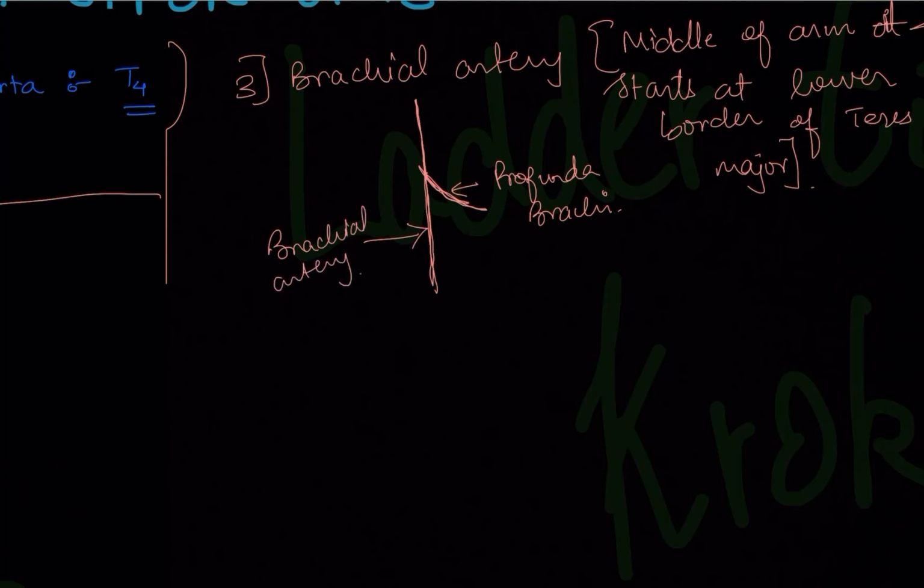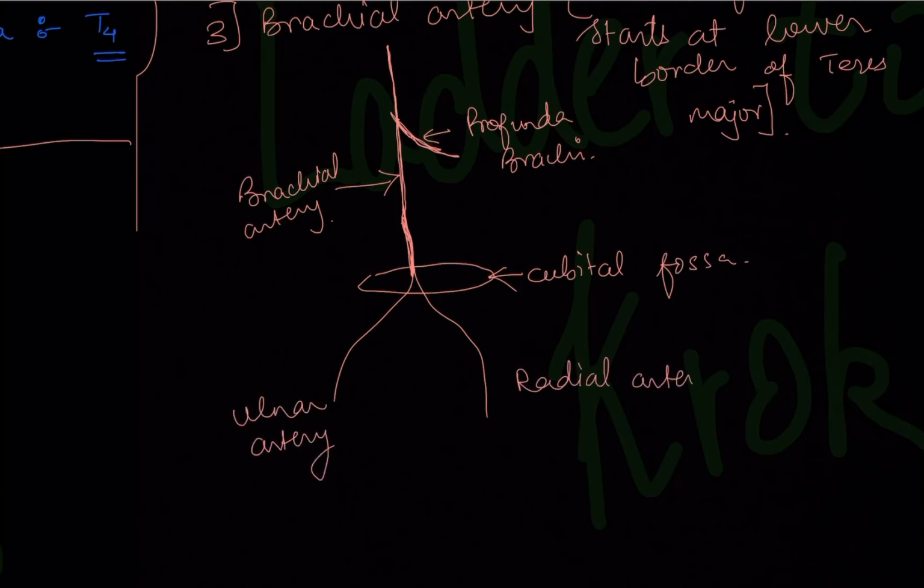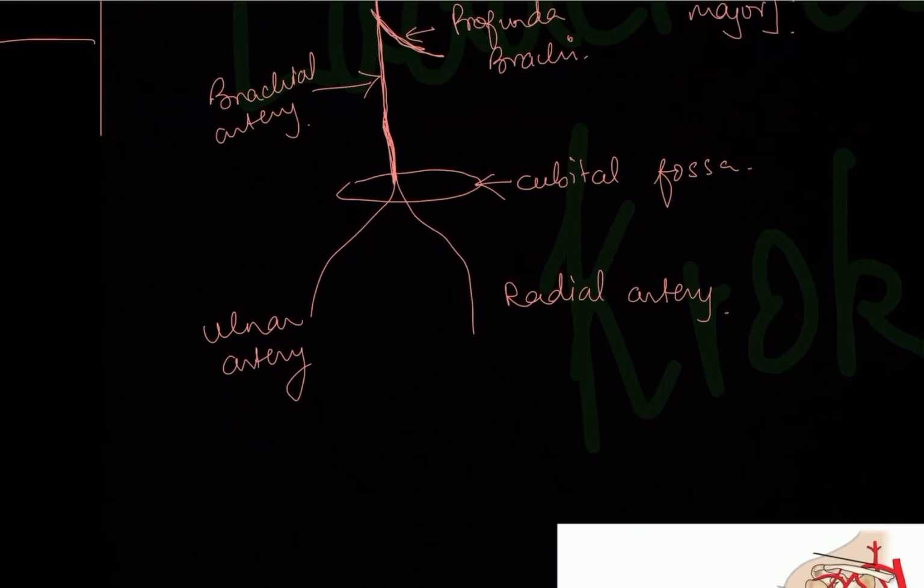Now it gives two branches. It will come into the cubital fossa. Suppose this is the cubital fossa. It will come over there and divide into two. Here it will divide into ulnar artery and radial artery. This ulnar artery supplies your forearm, and this ulnar artery will give something.